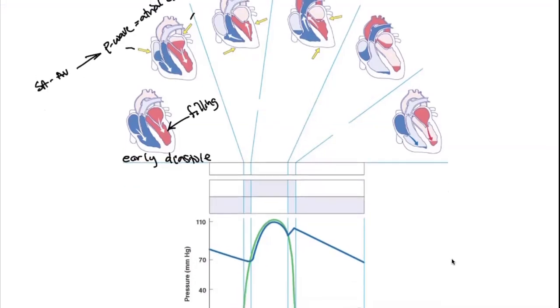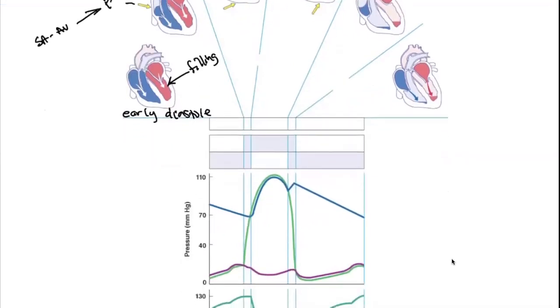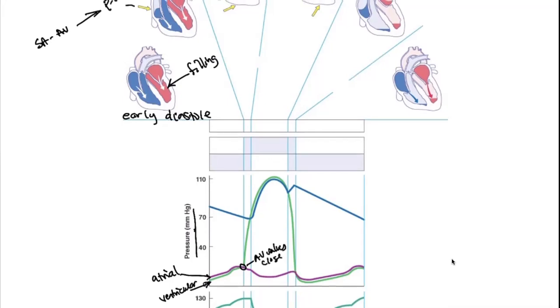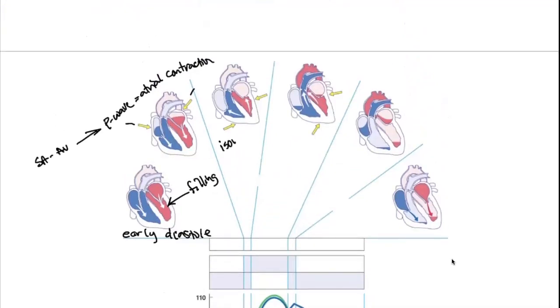At that point, the atria contract, and remember, this is pressure. We have it here, pressure, right? This is ventricular pressure, and this is atrial. The point at which ventricular pressure exceeds atrial pressure, right there, is where the AV valves close. And that follows this period right here, which is isovolumetric contraction.